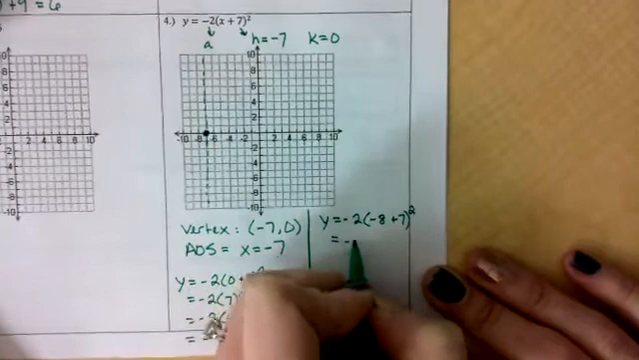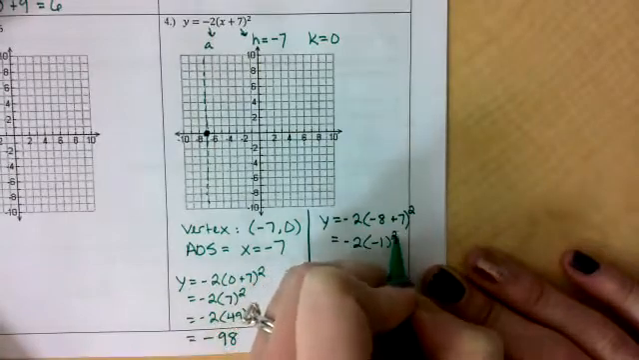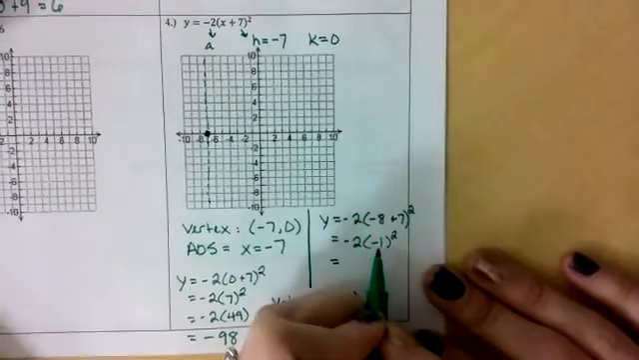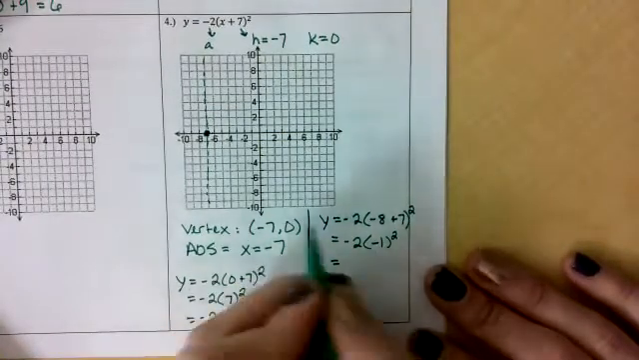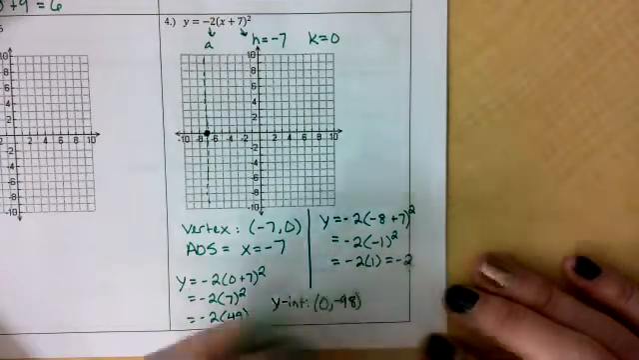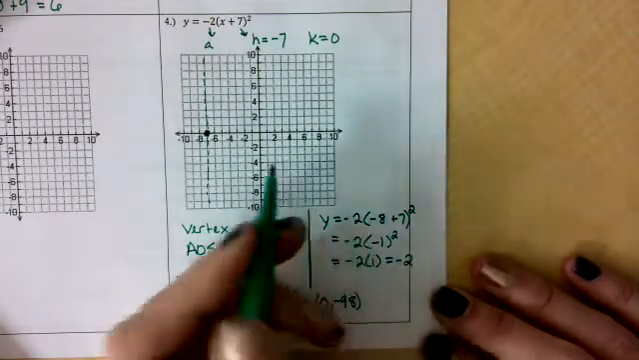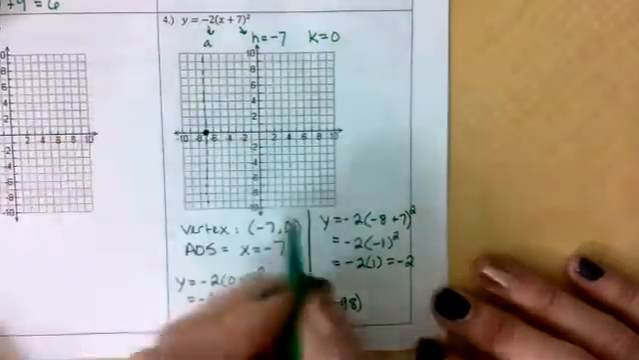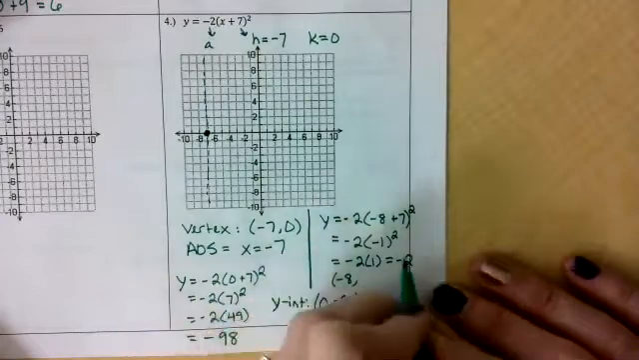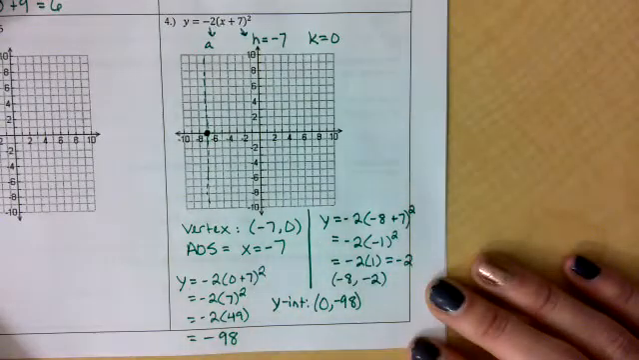Okay, do what's in the parentheses first. Okay, -1 squared. So -1 times -1 gives me a +1. So -2 times a +1 still gives me a -2. So my coordinate is what I plugged in for x. So my x is -8, and my y is -2.